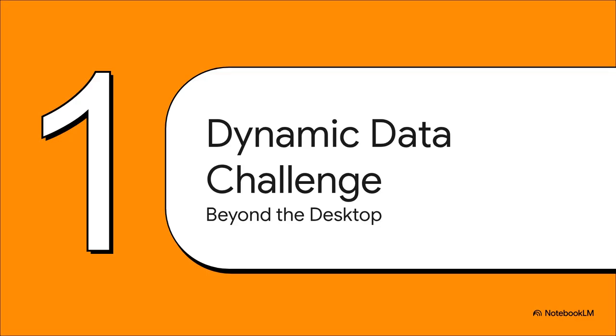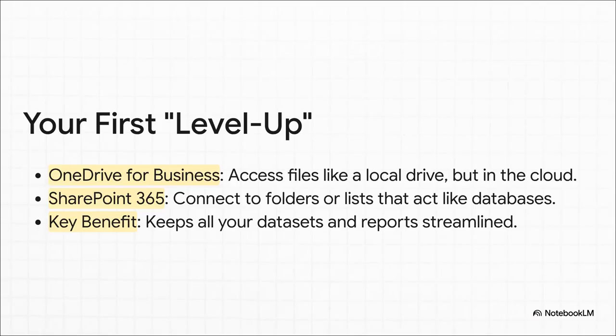Okay, first up, let's tackle that first challenge. How do we get our data off of our own computer and into a setup that's way more streamlined and way more collaborative? You know, the easiest first step here is just to use cloud file systems. Think about OneDrive for Business. It pretty much feels like your local hard drive, but it's in the cloud, so you can get to it from anywhere. Or you could use SharePoint 365.